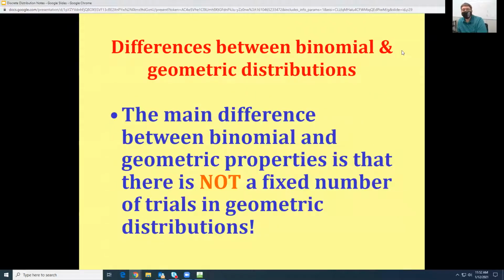So again, the main difference between your binomial and your geometric properties is that there is not a fixed number of trials in geometric distributions. You're looking at it from the other direction saying, I know I'm going to succeed eventually. How long do I anticipate it might take? Or what are the chances that that first success comes on any given number between 1 and whatever?